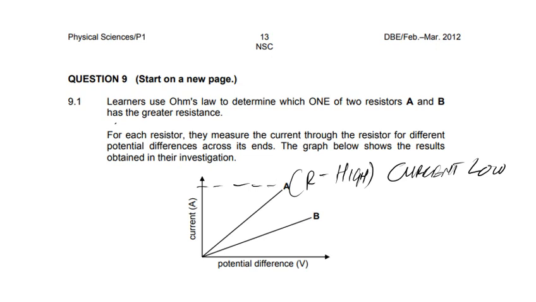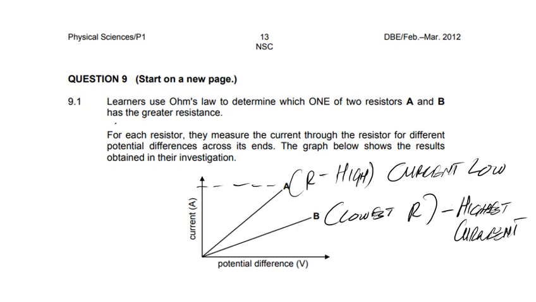Because you see the highest resistance is that one, A. The lowest R means highest current. Remember, current is opposite to resistance. So if you go back to Ohm's law, R is equal to V over I.